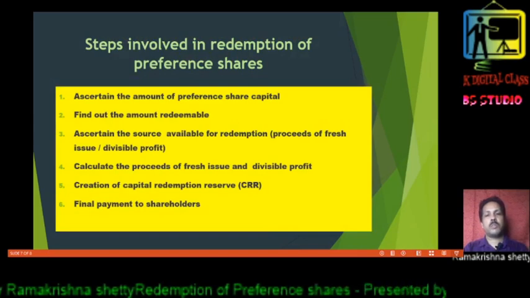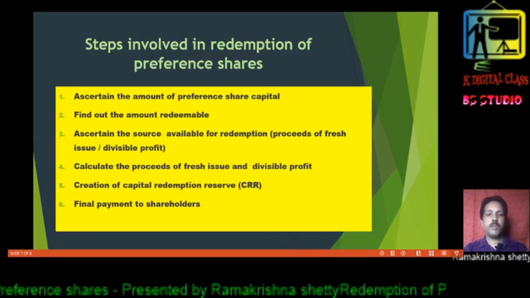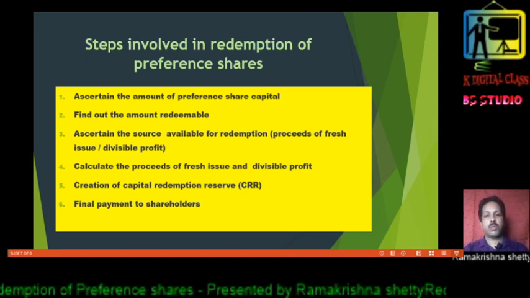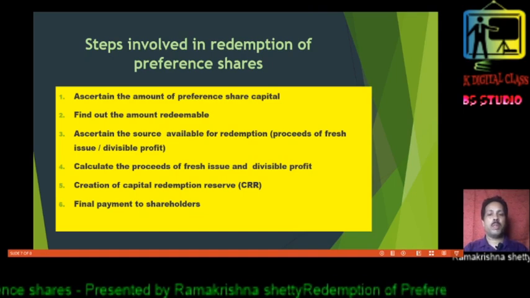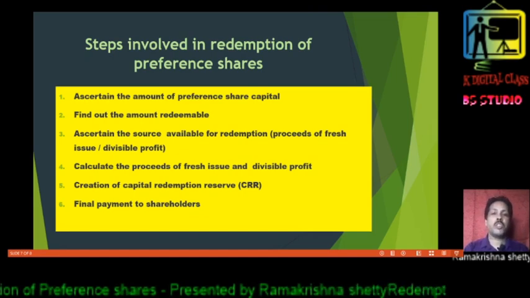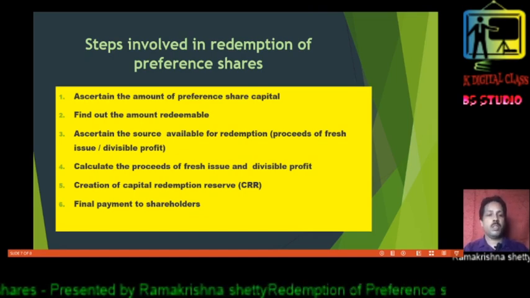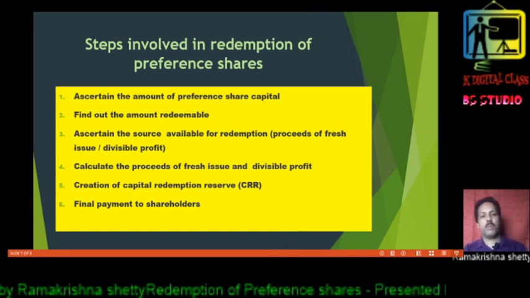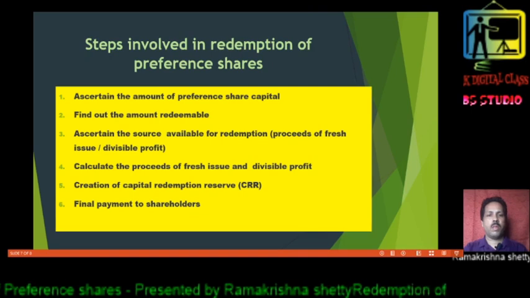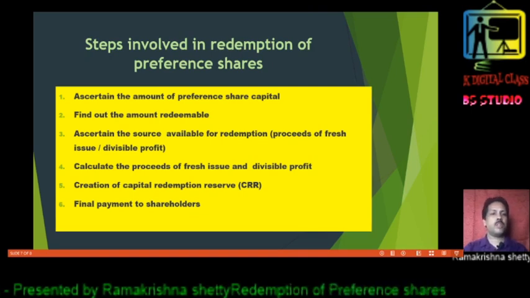For the convenience of students, I have mentioned certain steps. Students find it difficult to work out the problem. In the beginning, they have some doubts: what are the accounts to be prepared, and which should be done first. So in order to help solve this problem, I have mentioned some steps in redemption of preference shares problems. These are the usual steps involved in the redemption of preference shares.